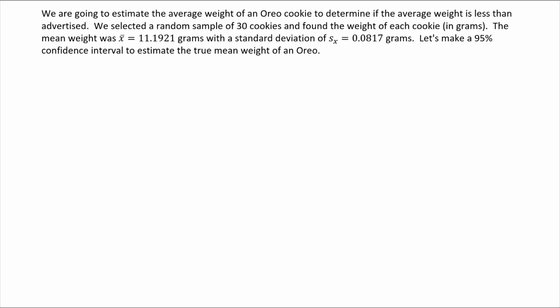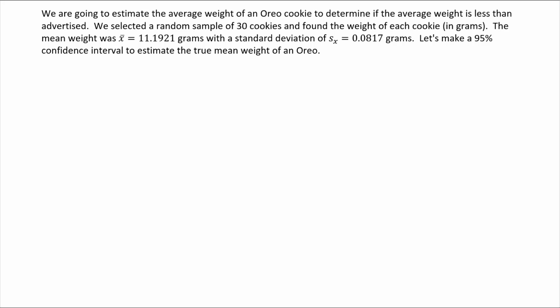So we're going to estimate the average weight of an Oreo cookie to determine if the average weight is less than advertised. We selected a random sample of 30 cookies and found the weight of each cookie in grams. The mean weight was 11.1921 grams with a standard deviation of 0.0817 grams. So let's make a 94% confidence interval to estimate the true mean weight of Oreos. Or weight of an Oreo.